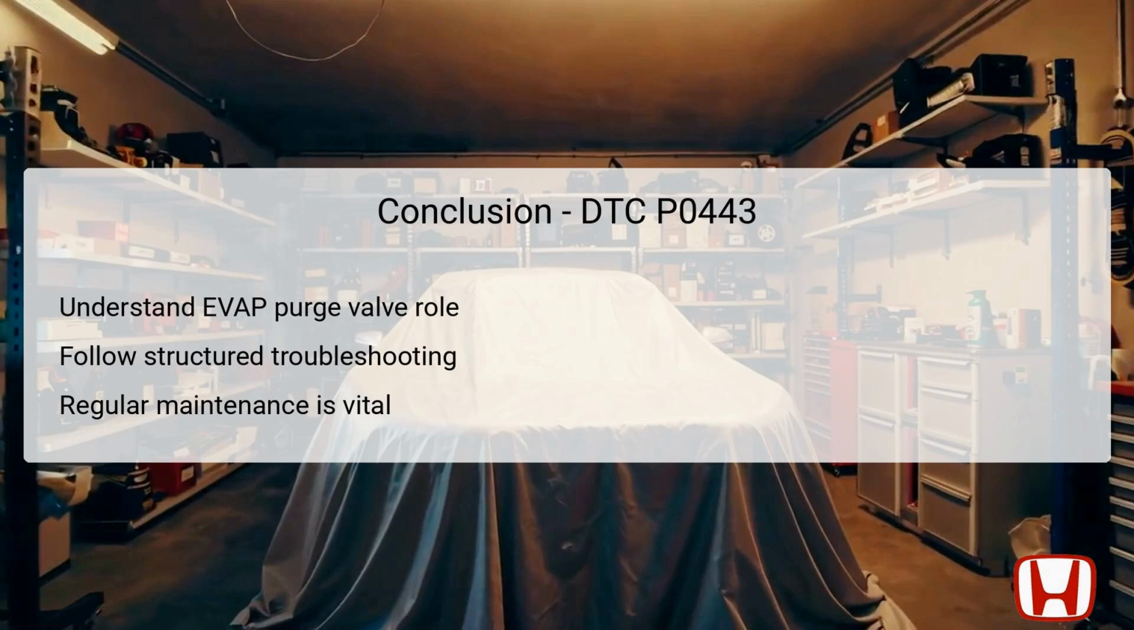In summary, addressing DTC P0443 involves recognizing the critical role of the EVAP Canister Purge valve in maintaining effective fuel vapor management and emissions control. Following a structured troubleshooting approach allows for precise identification of the issue, whether it's with the valve itself, the wiring, or the PCM. The step-by-step diagnostic process ensures thorough examination and successful repairs.